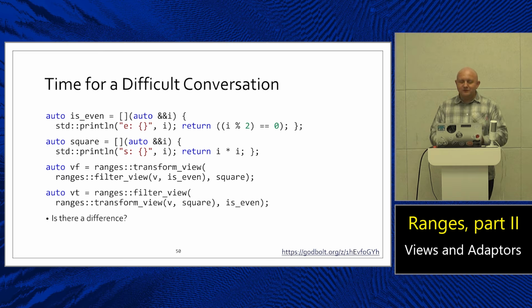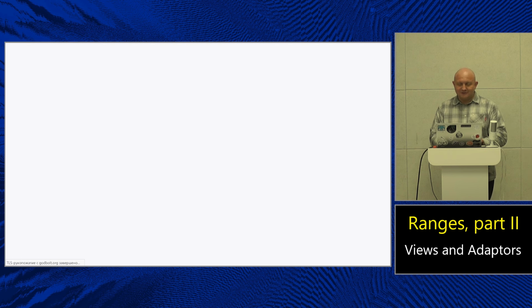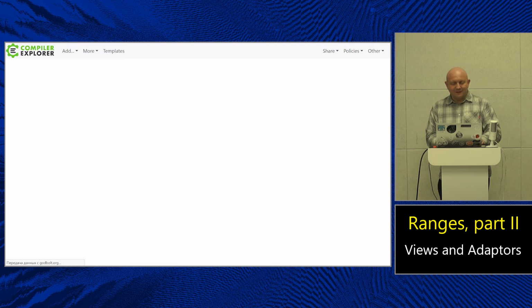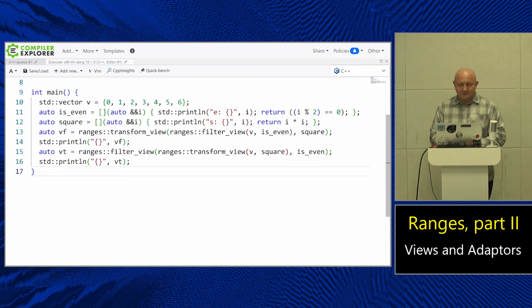We have two functions. is_even prints E and returns whether something is even. Square prints S and returns the square. And let's see it on Godbolt. Great. Now let's wait for a moment before we say yes, we got it.